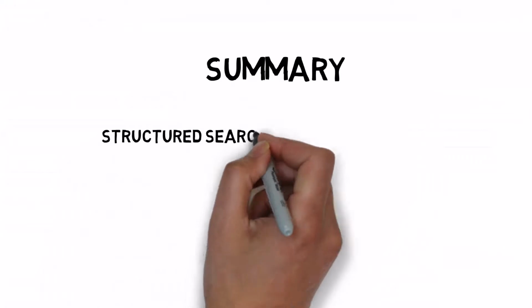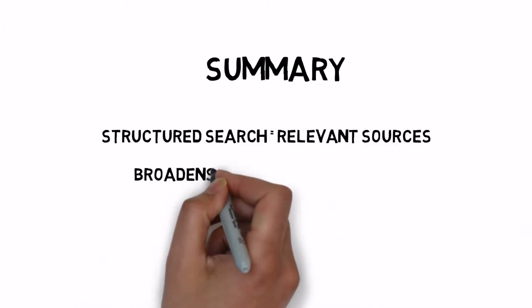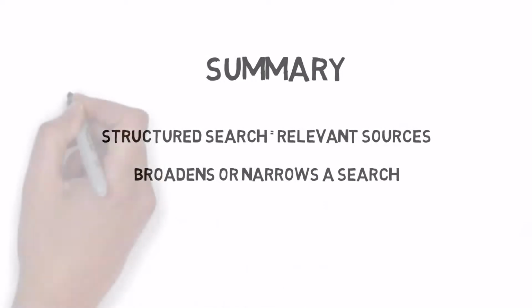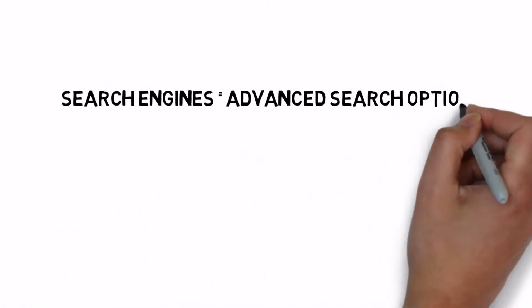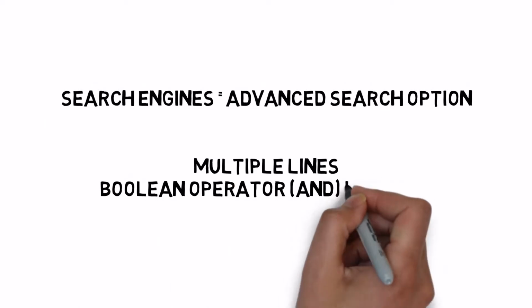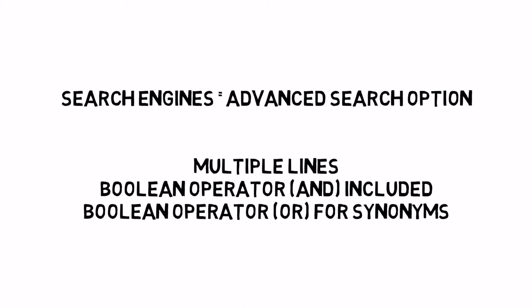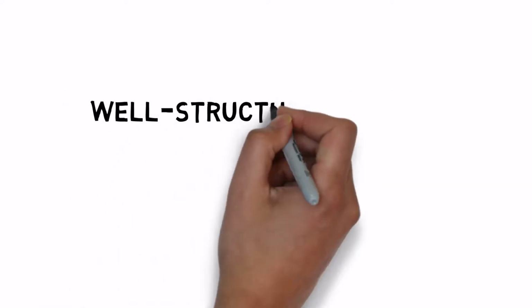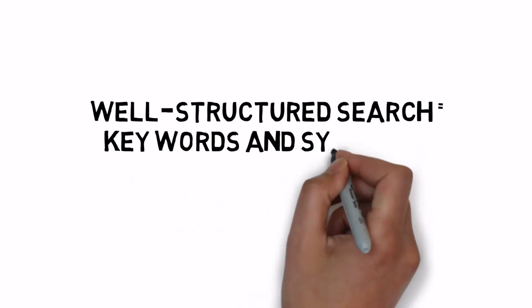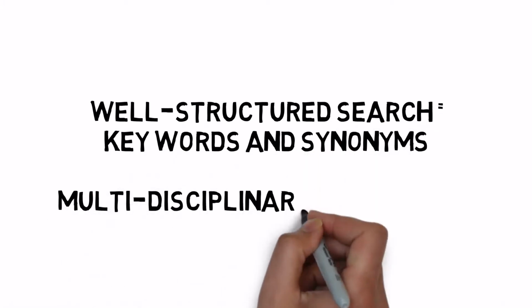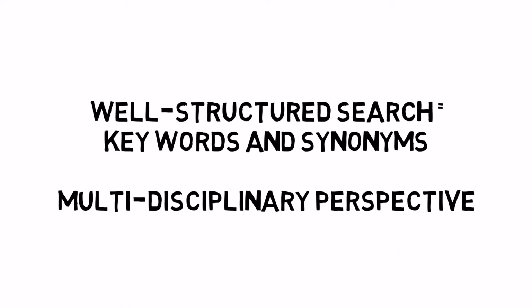In summary, a structured search can help identify a list of relevant materials by either broadening or narrowing a search. Search engines such as Omni or PsycInfo have advanced search options that enable us to easily enter a structured search because multiple lines in the Boolean operator AND are automatically included, plus the Boolean operator OR can be used to include synonyms. A well-structured search includes both keywords and synonyms to allow for results that reflect a multidisciplinary perspective on a topic. This is the end of this video.